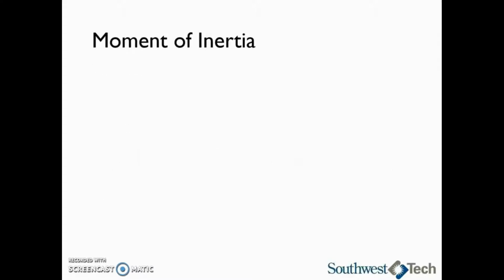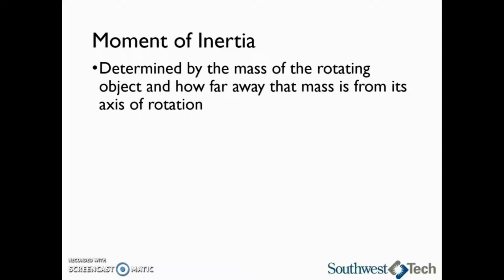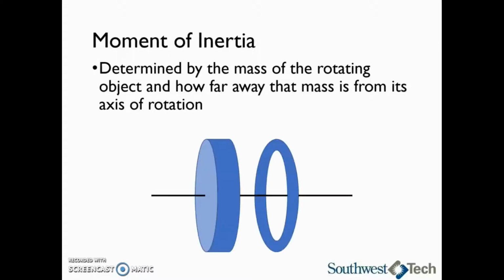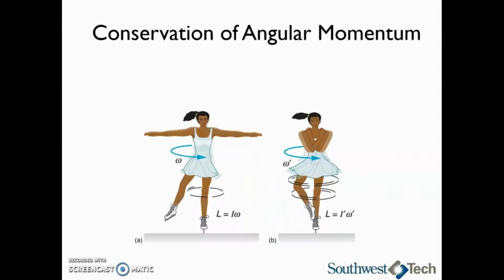The moment of inertia is determined by the mass of the rotating object and how far away that mass is from the axis of rotation. Let's compare a full cylinder to a hollow cylinder. In the hollow cylinder, the mass is further away from the axis of rotation. Assuming that both cylinders have the same mass, the hollow cylinder will have more rotational inertia because the mass is located further away from the axis of rotation as compared to the non-hollow cylinder. The further away the mass is, the more rotational inertia the object will have.